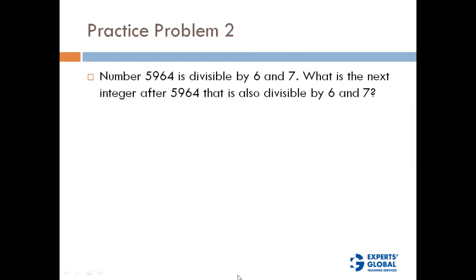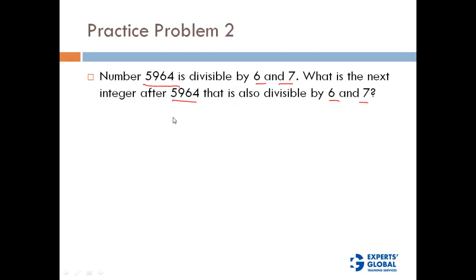Let's move to this problem. Please pause the video, give it a try. 5964 is divisible by 6 and 7. It is already given. You don't need to verify that. Already divisible by 6 and 7. What is the next integer after 5964 that is also divisible by 6 and 7?